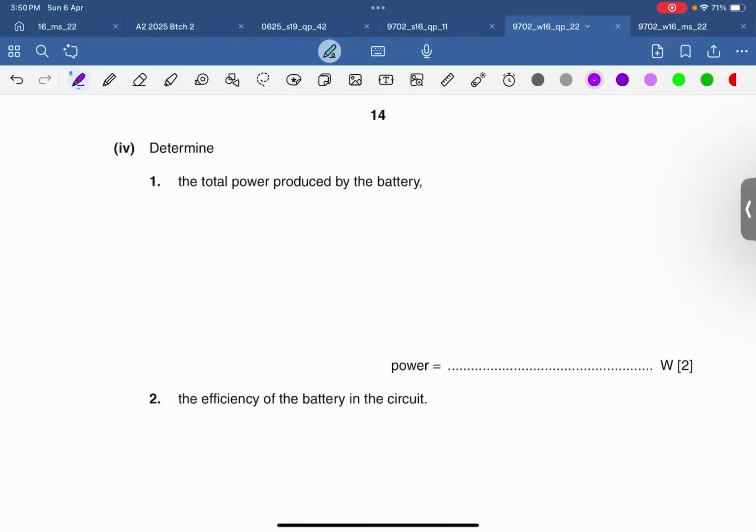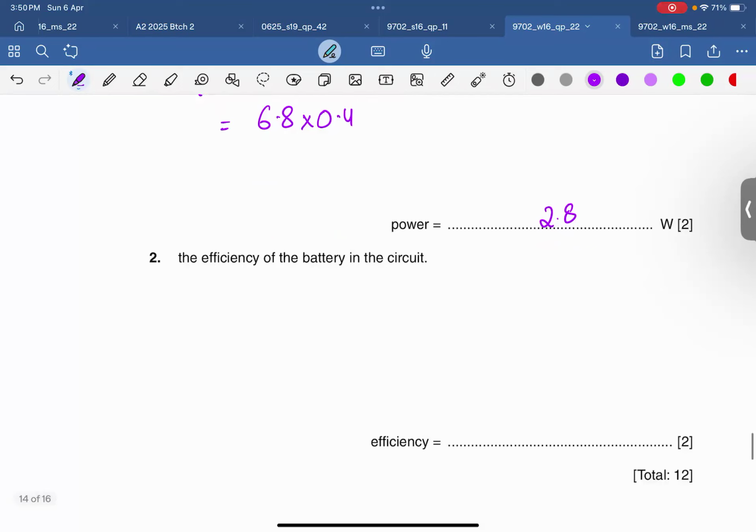The total power produced by the battery. Which formula do you use? I square R or P is equal to EI, VI कर लो. Just VI, EI given. सही है. So since they're asking for the battery, you have to use 6.8 times 0.4. How much? 2.72, 2.7, 2.75 to 2.8. 2.72, सही है.